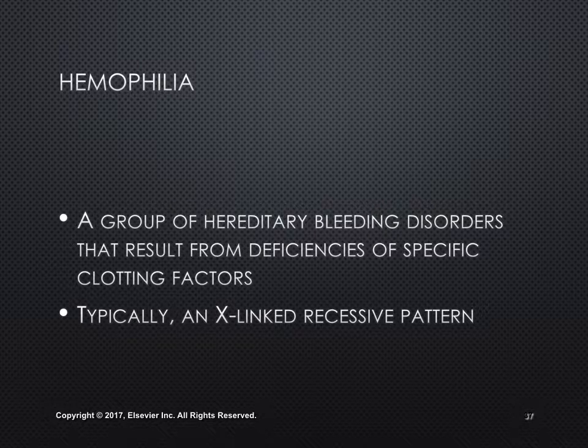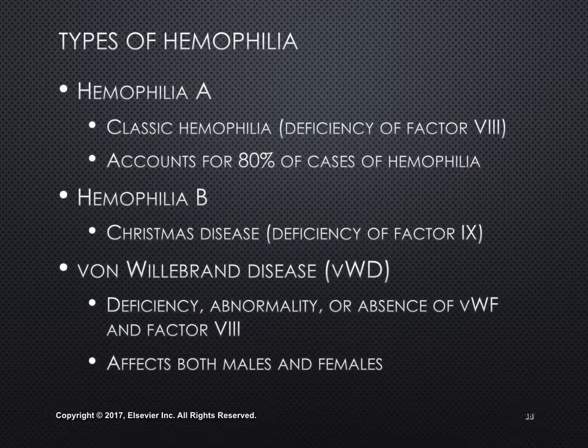Hemophilia is a group of hereditary bleeding disorders that result from deficiencies of specific clotting factors. Typically, it's an X-linked recessive pattern, which means that it's primarily males that are affected, although there are forms of hemophilia where girls are also affected. And so it's inherited through the maternal side of the family.